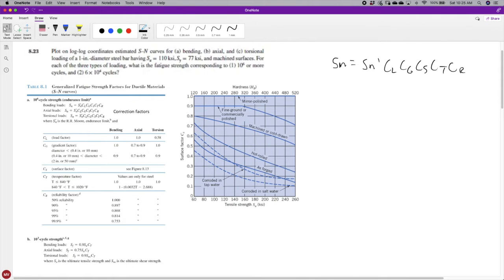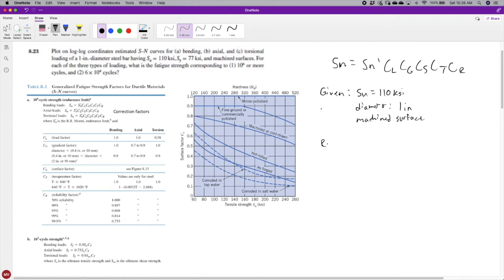So this problem says we need to draw an SN curve for bending, axial, and torsional loading of a 1-inch diameter steel bar having an ultimate strength of 110 KSI. That is really the only value we need to worry about. What we need to determine is a fatigue strength corresponding to a certain number of cycles. So our givens in this problem are SU, which is 110 KSI, our diameter, and machine surface. That's pretty much all we need to solve this problem.